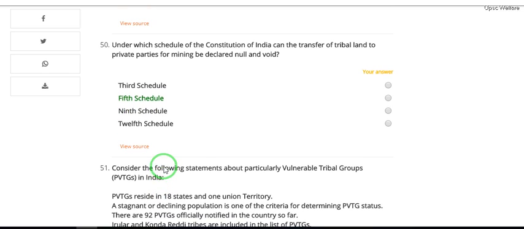In question number 50, the Fifth Schedule. If we see the Fifth Schedule, under this schedule, as we know, the transfer of tribal land to a private party for mining can be declared null and void.